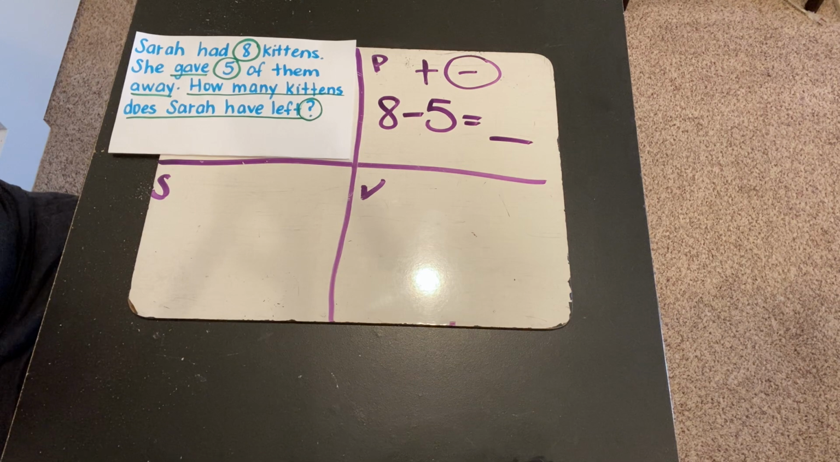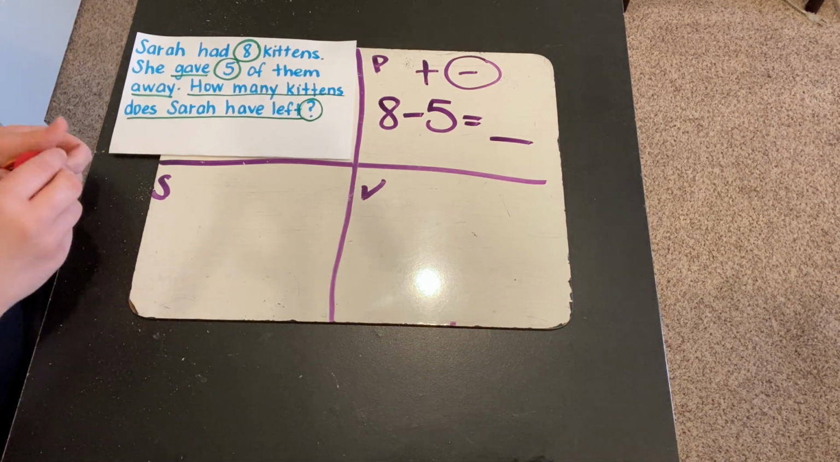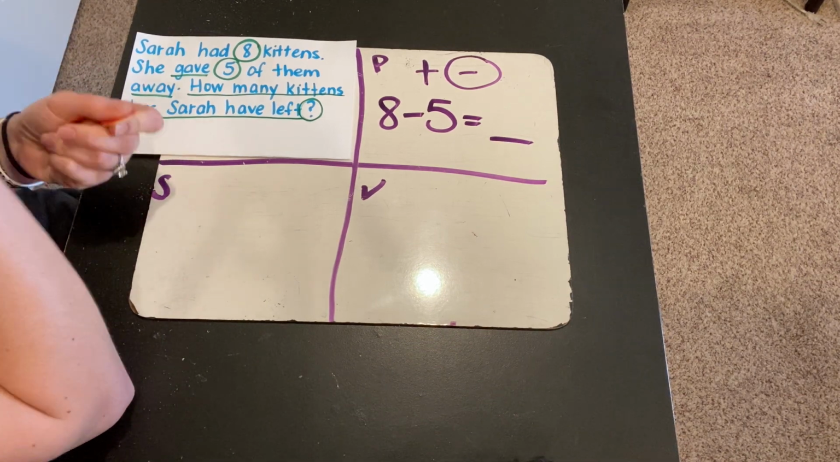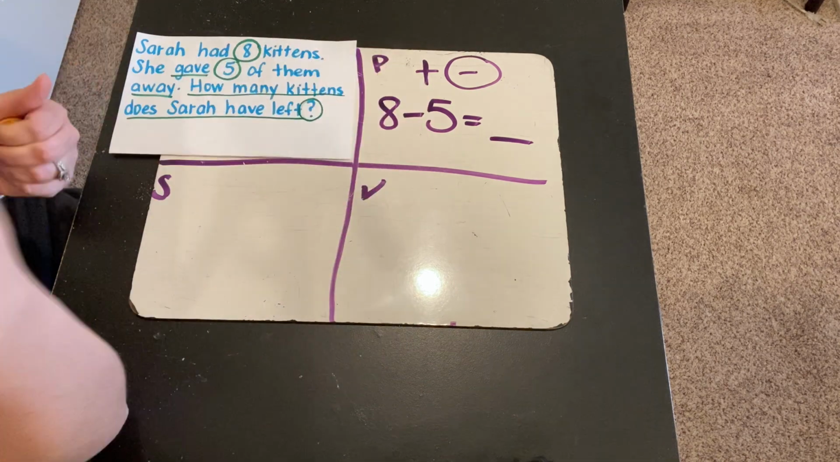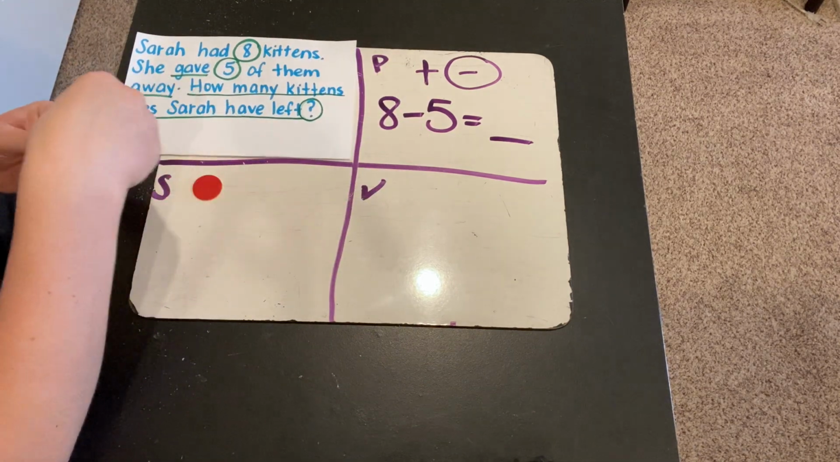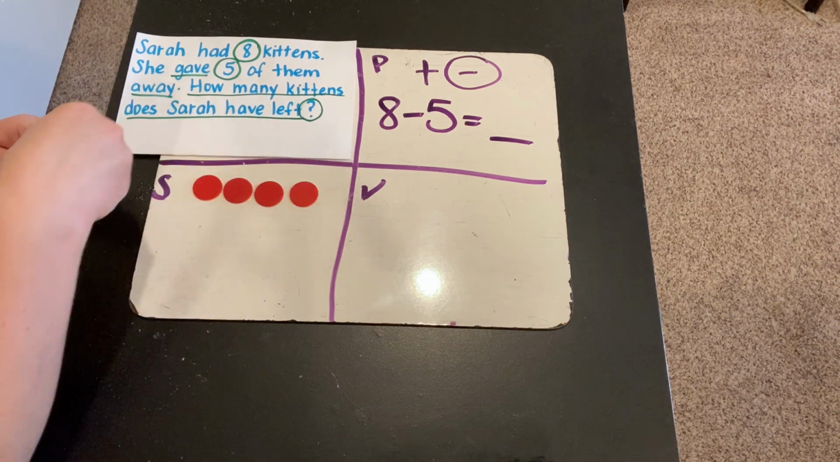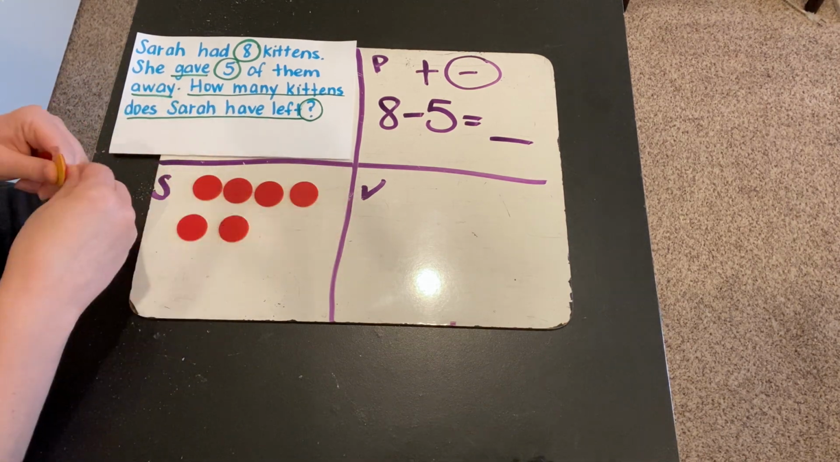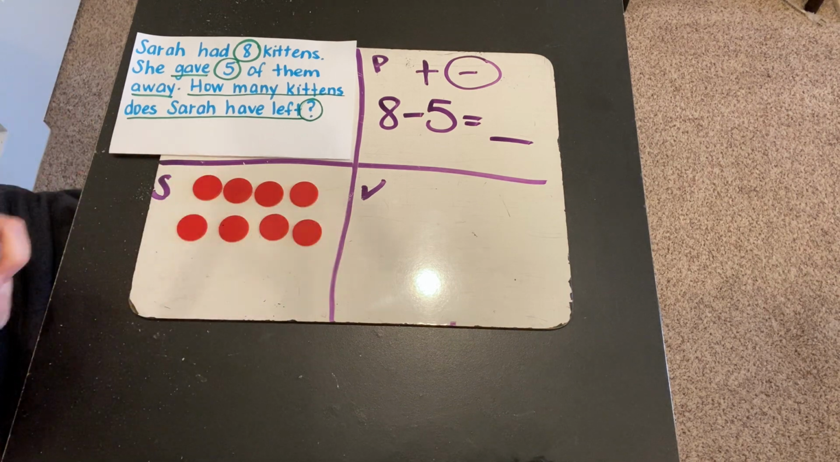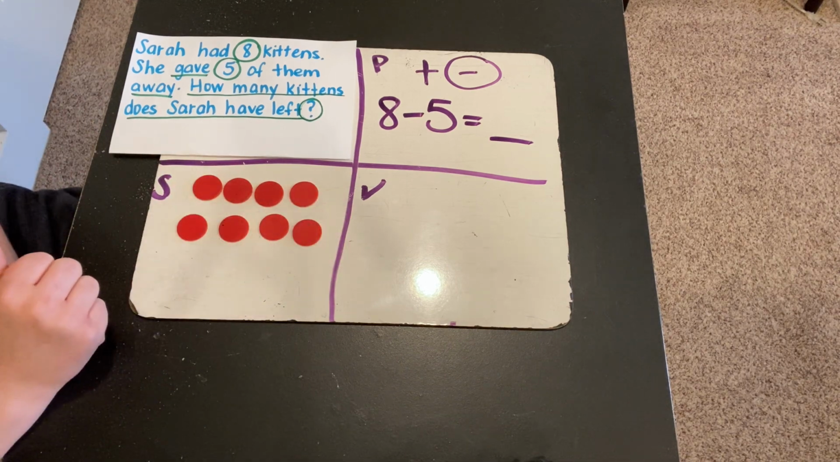Okay. Hopefully you solved this problem at home on your own. Now we're going to check it together. So Sarah had 8 kittens to start with. To solve this problem this time, I'm going to use counters. So 8 kittens. 1, 2, 3, 4, 5, 6, 7, 8. Okay, here's my 8 kittens.